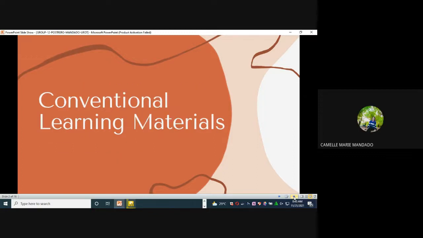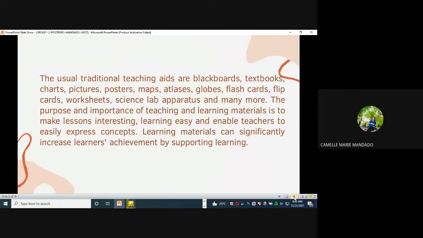Conventional learning materials. The usual traditional teaching aids are blackboards, textbooks, charts, pictures, posters, maps, atlases, globes, flashcards, flip cards, worksheets, science lab apparatus, and many more. The purpose and importance of teaching and learning materials is to make lessons interesting, make learning easy, and enable teachers to easily express concepts. The learning materials can significantly increase learners' achievement by supporting learning.